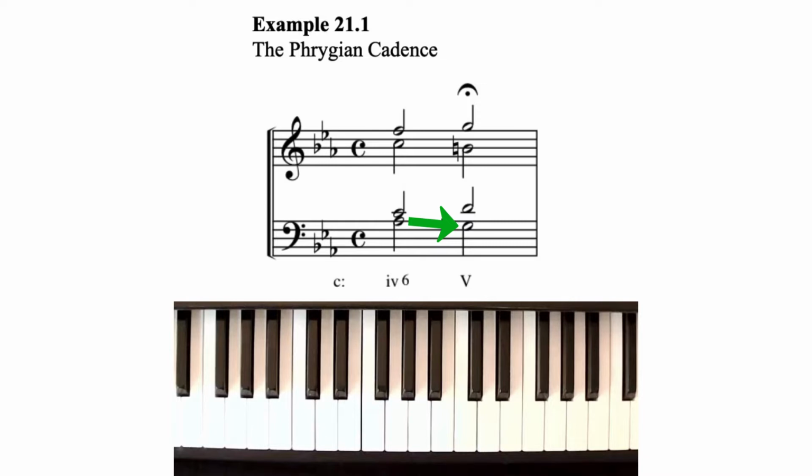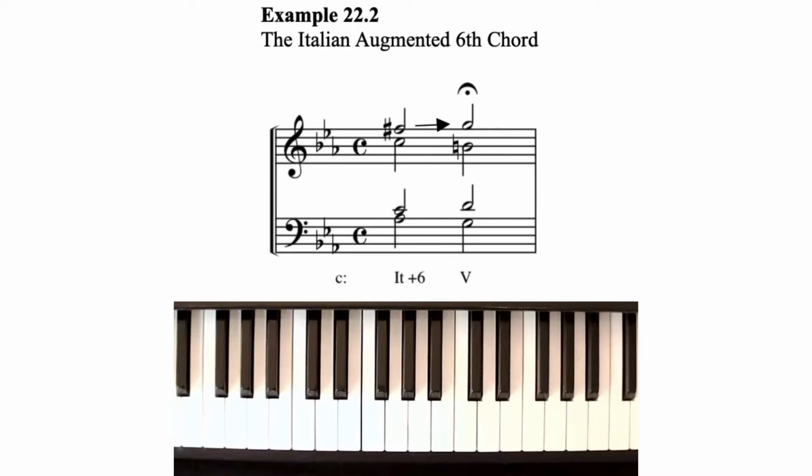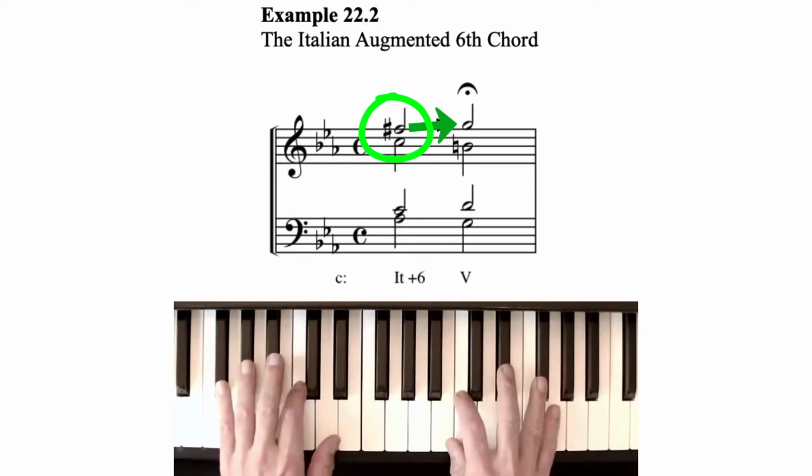When building an augmented sixth chord, the composer adds a chromatic alteration to one of the upper voices so that it can balance this bass motion symmetrically with another line that resolves one half-step up to the dominant pitch. In this example, the pitch F in the soprano of the iv chord is raised one half-step to F sharp, and then it resolves one half-step up to the dominant pitch G in the following V chord.